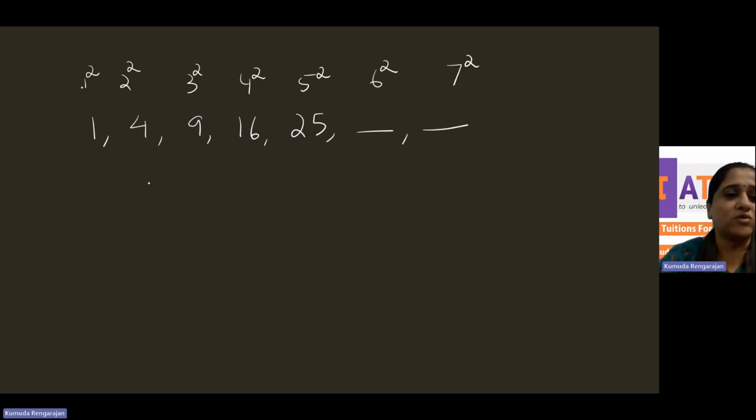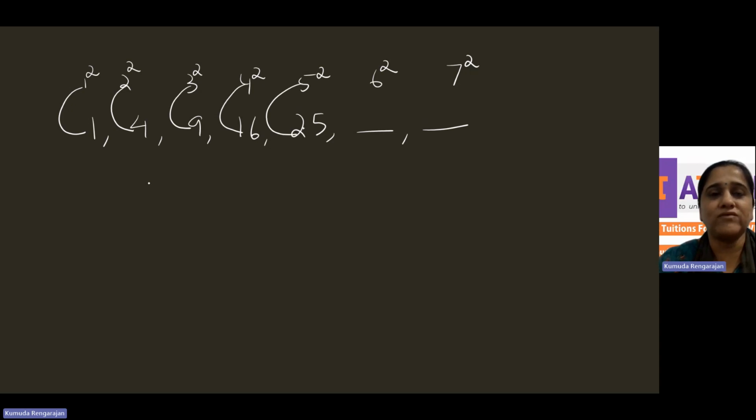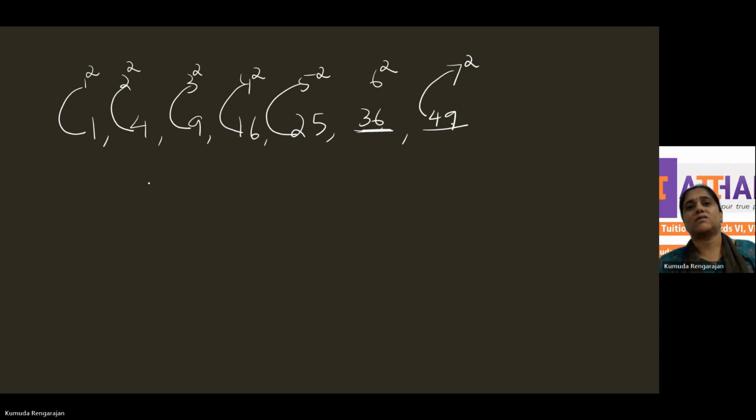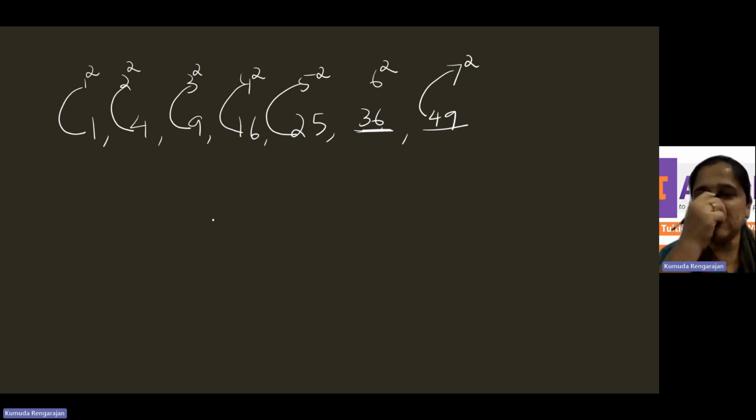So see here, 1 square is 1. 1 into 1 is 1. 2 into 2 is 4. 3 into 3 is 9. 4 into 4 is 16. 5 into 5 is 25. So the next one will be 6 into 6, 36. And 7 into 7, 49. Now just tell me if you understood or no. Satakshi. You got that?